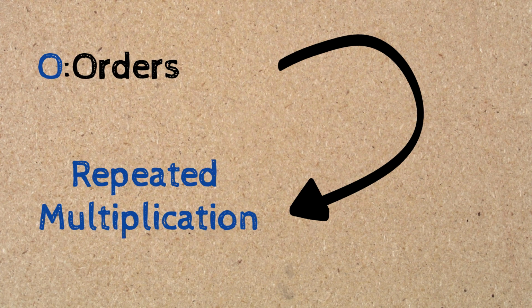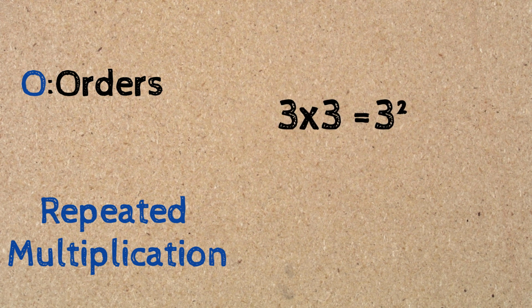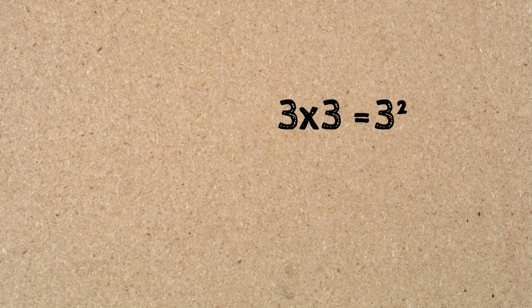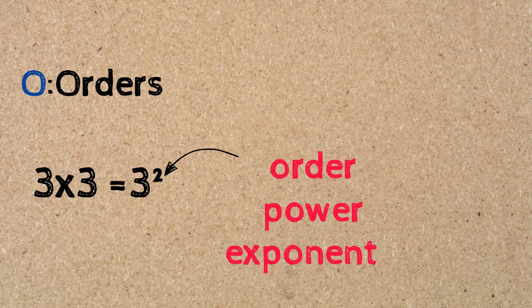The next part of the order is called O for orders, which is like repeated multiplication. For example, instead of writing 3 times 3, you could write 3 to the power of 2, which is the number 3 that has been multiplied twice. And we call that little number the order, or power, or exponent.